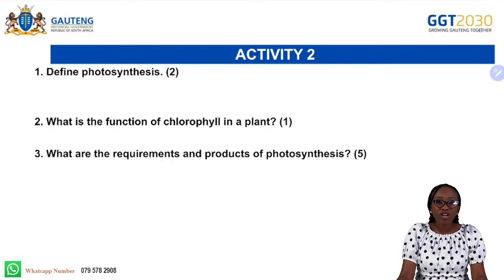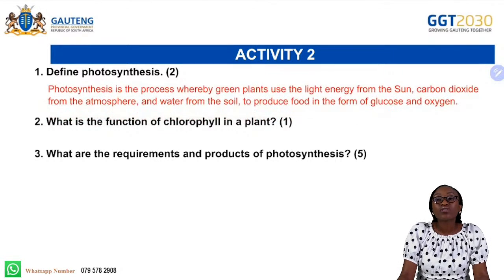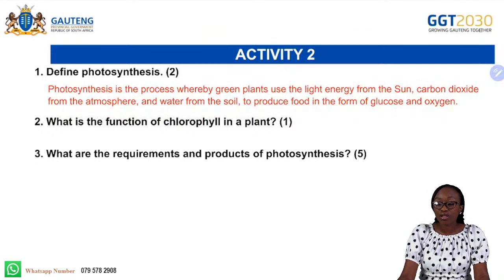Welcome back. Now let's answer the questions together. Define photosynthesis. Do you remember how to define photosynthesis? Photosynthesis is the process whereby green plants use light energy from the sun, carbon dioxide from the atmosphere, and water from the soil to produce food in the form of glucose and oxygen.